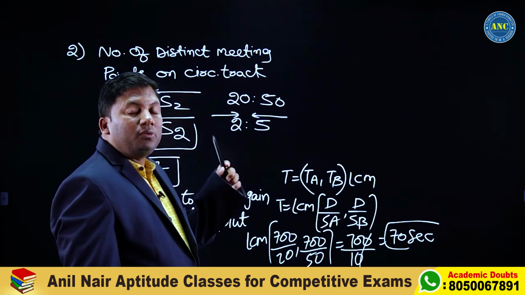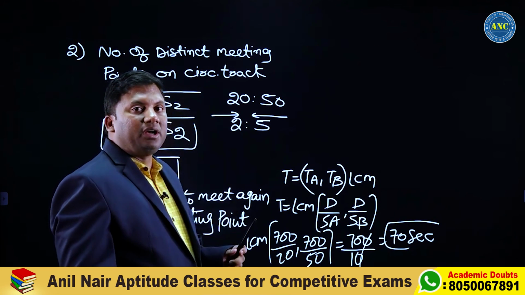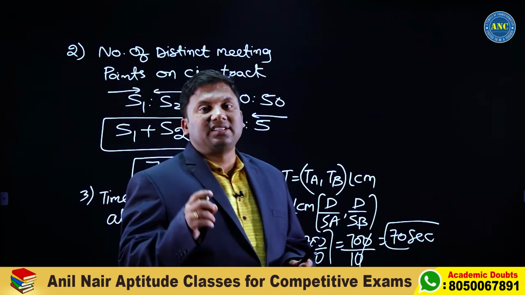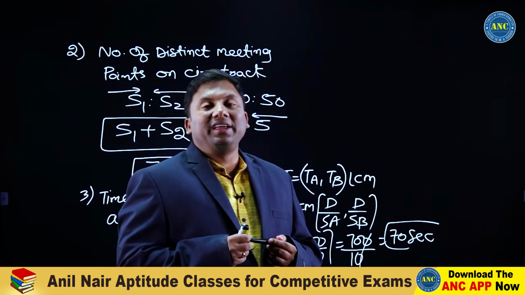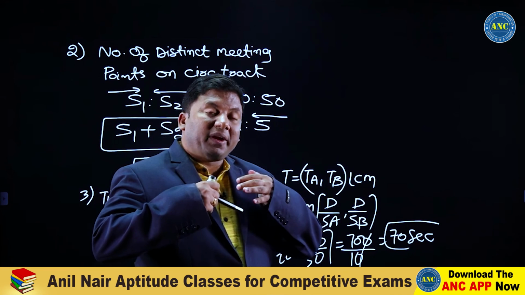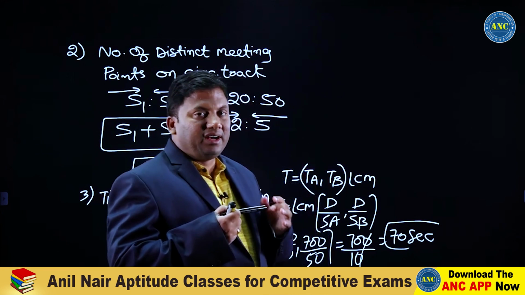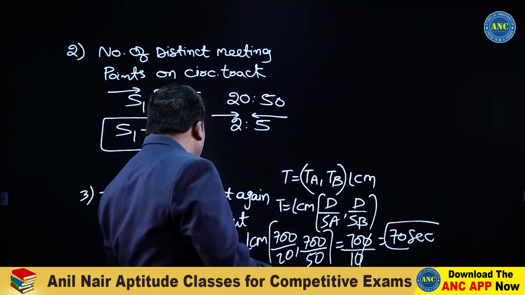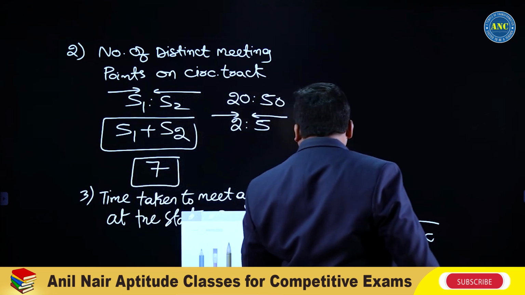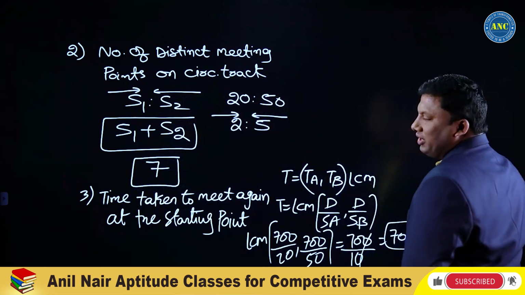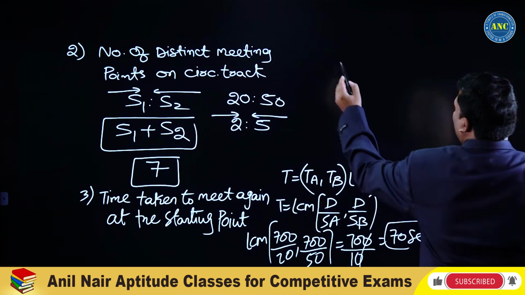Time taken to meet again at the starting point is always LCM of TA comma TB, irrespective of the direction they will travel, whether it is same direction or opposite direction. I hope the idea is clear. One more example.